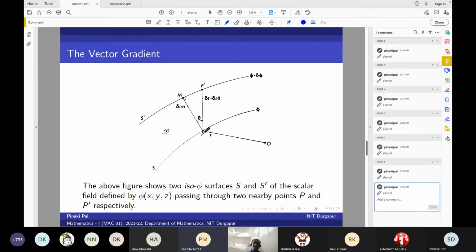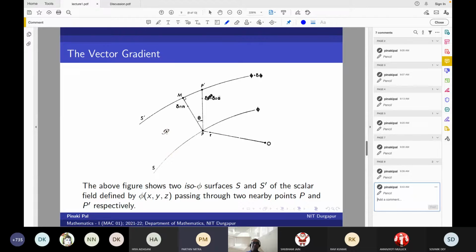And then you consider another point, a nearby point. Note that this is very close. In the picture we have shown it at a finite distance, but for the theoretical concept this P dash is a very nearby point. Okay, so then PP dash vector is delta R vector, its magnitude is taken to be delta S, and A cap is the unit vector in this direction, PP dash.